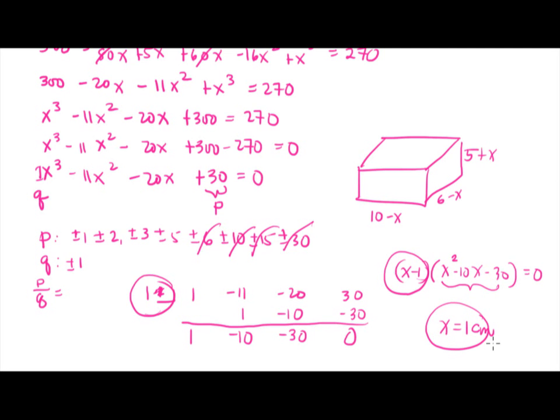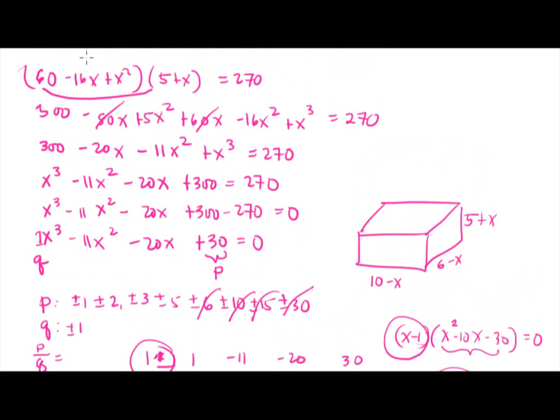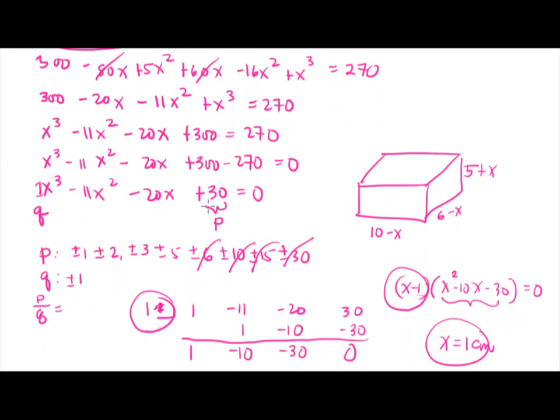So just to wrap it up, remember we formed this equation in the first video, and then these steps are just part of the procedure in simplifying this expression, until you have x cubed minus 11x squared minus 20x plus 30. Then from there you identify the p's and the q's, the factors of the last number and the factors of the coefficient of x cubed, which we call the leading coefficient, and then you perform p over q.